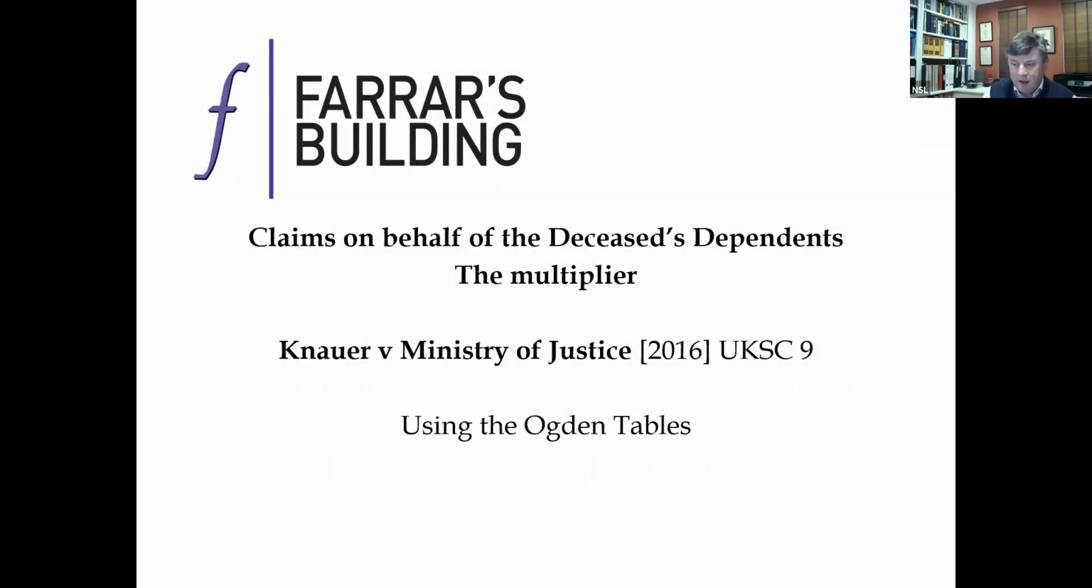Coming on to the multiplier, just a few things to remember. Normally, you're dealing with the length of time that the deceased would have lived. But if the deceased would have outlived their surviving spouse, then obviously it's the surviving spouse's life expectancy that's relevant. And all the normal questions about life expectancy will come into play here.